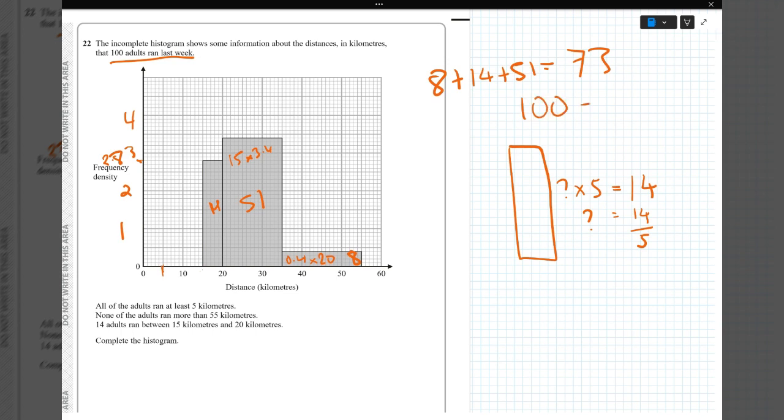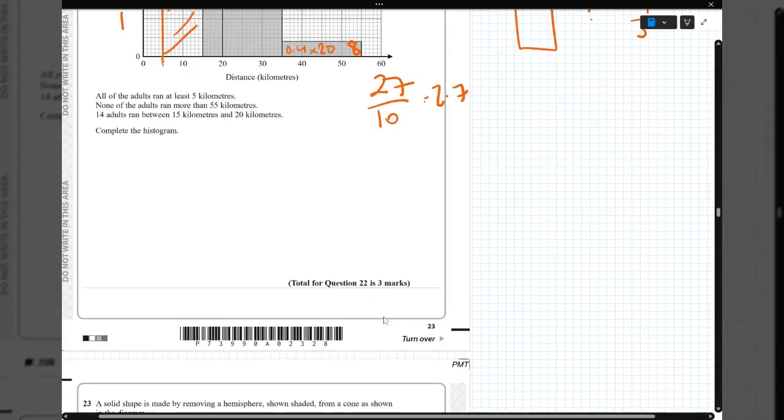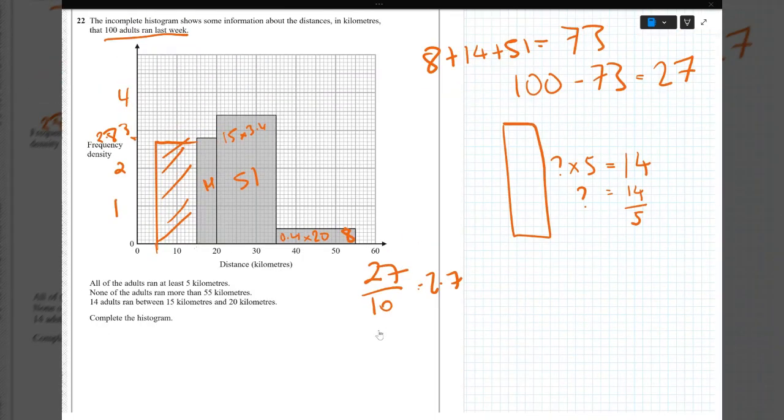And 100 take away the 73. I can't believe I'm doing this on a calculator. I'm pretty tired. 27. So this bit is going to be 27. So 27 divided by our class width of 10 gives us 2.7. So this will go up to here. It's just one below the graph beforehand. And down we go. And that is our histogram completed. Anything else for this one? No, just the 3 marks for getting that histogram correct.